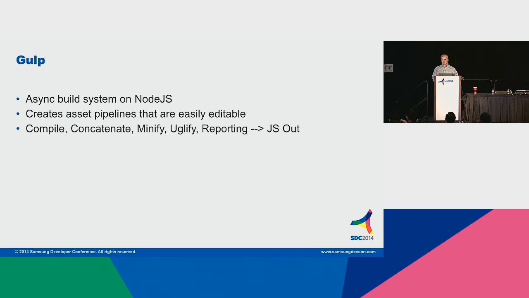Gulp ends up doing async builds, so you can do asynchronous builds. It'll end up running tasks in parallel and then basically taking the piped results and merging those down all the way until it gets a final file system built out. So in the example I showed you, we basically compiled, concatenated, minified, we ran uglify. We spit out some reporting to the console to tell you how big the app is, and then we basically get a file system ready to run, and we run the web browser as well.